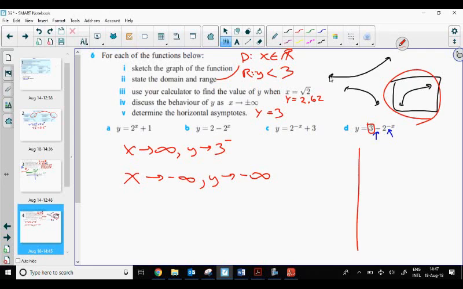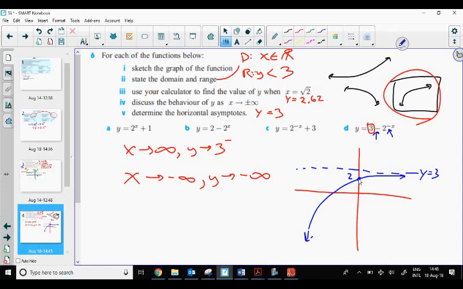So my graph, my asymptote's going to go in at 3. My y-intercept, when x is equal to 0, I have 3 minus 1, which is 2. And this will look like this.